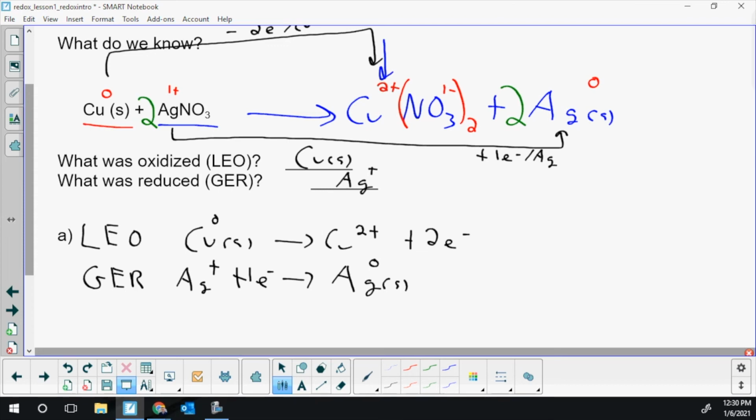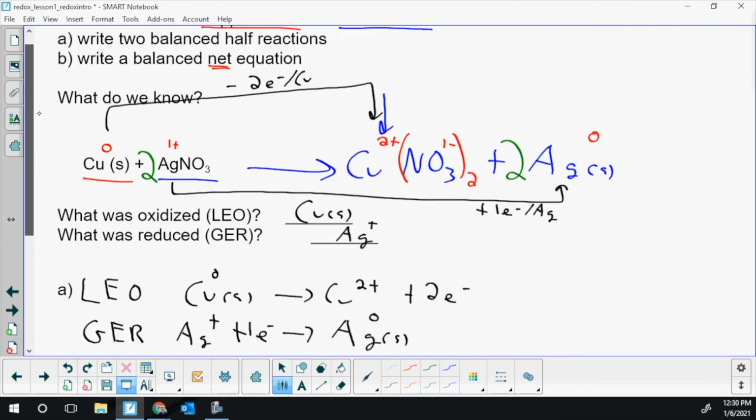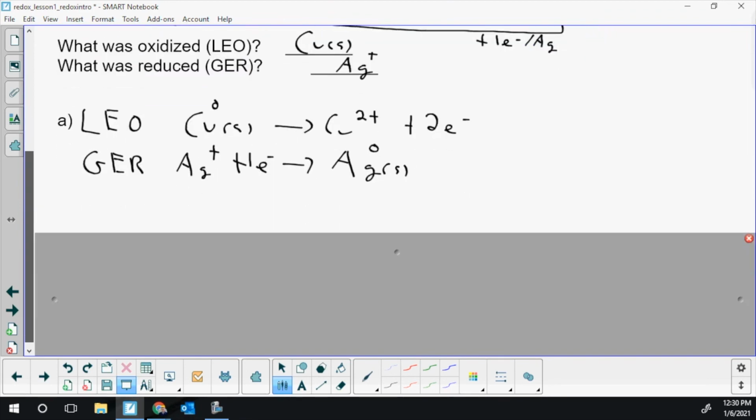So that's part A done. We figured out the oxidation, we figured out the gaining. Last, B, what is the net?